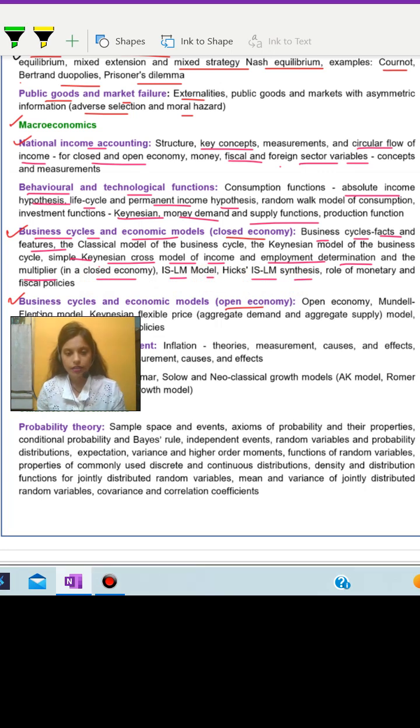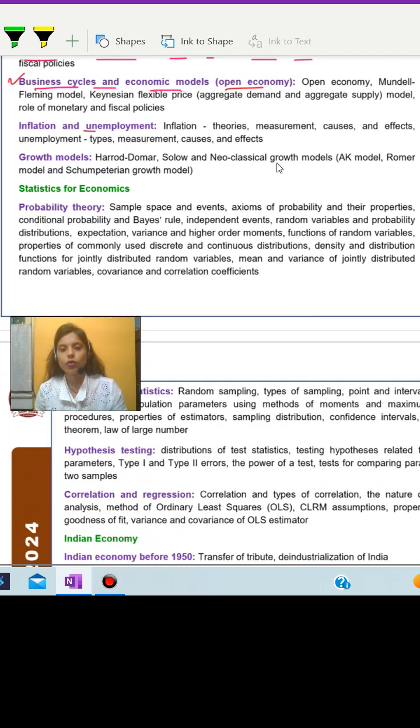Coming to the next part, that is business cycles and economic models, that is in an open economy, that is Mundell Fleming model, Keynesian flexible price, that is including the aggregate demand and aggregate supply. Then model, role of monetary and fiscal policies, all these are important.